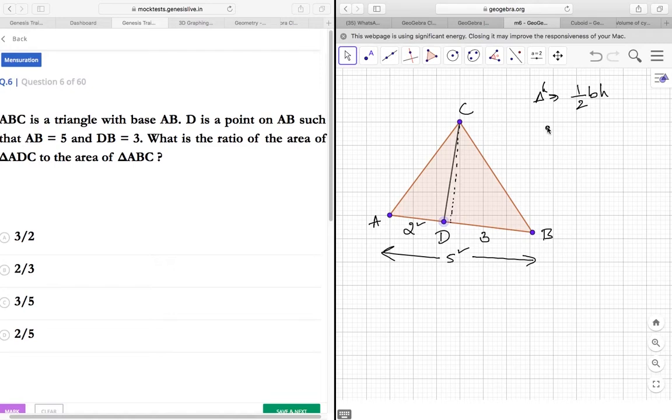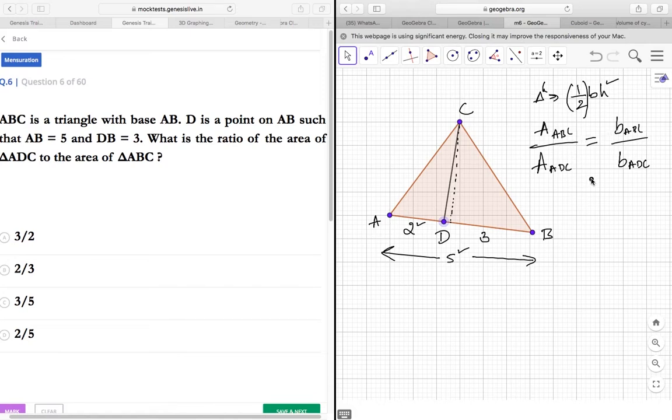So what happens if we are talking about the ratio of the area of, let's say, ABC to that of the area of ADC? It will be equal to the base of ABC divided by the base of ADC. Why? The height is the same and 1/2 gets cancelled, right? Or in other words, if the height is constant, then the areas of two triangles are proportional to their bases.